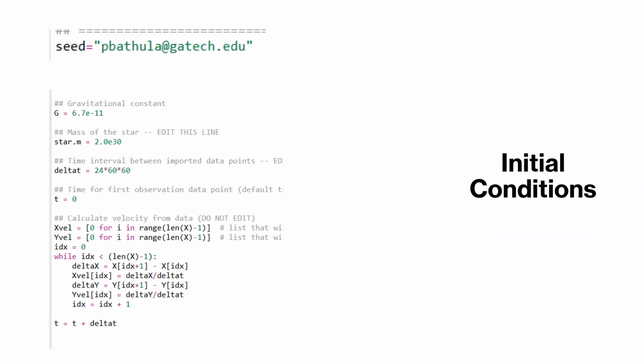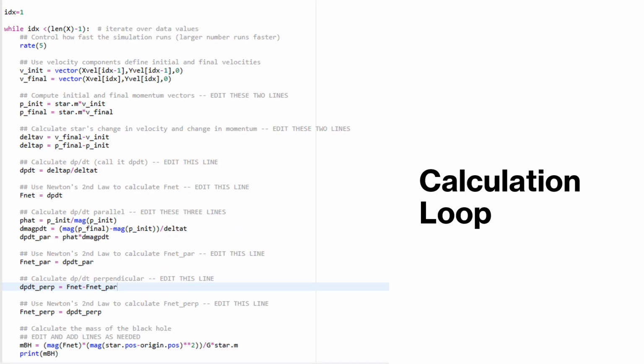Part 1. So the system is a star, and our surroundings is a black hole, and in our initial conditions, we have something called C, which is the iterative step that we are using in our calculation loop. We have a gravitational constant, we have the mass of the star, and we have a delta time stamp. So in our calculation loop, we have our initial and final velocities. Same with our initial and final momentums, and we calculate delta V and delta P, and we use delta P over delta T to calculate F net, and this is circular motion, so we break down F net into perpendicular and parallel components.